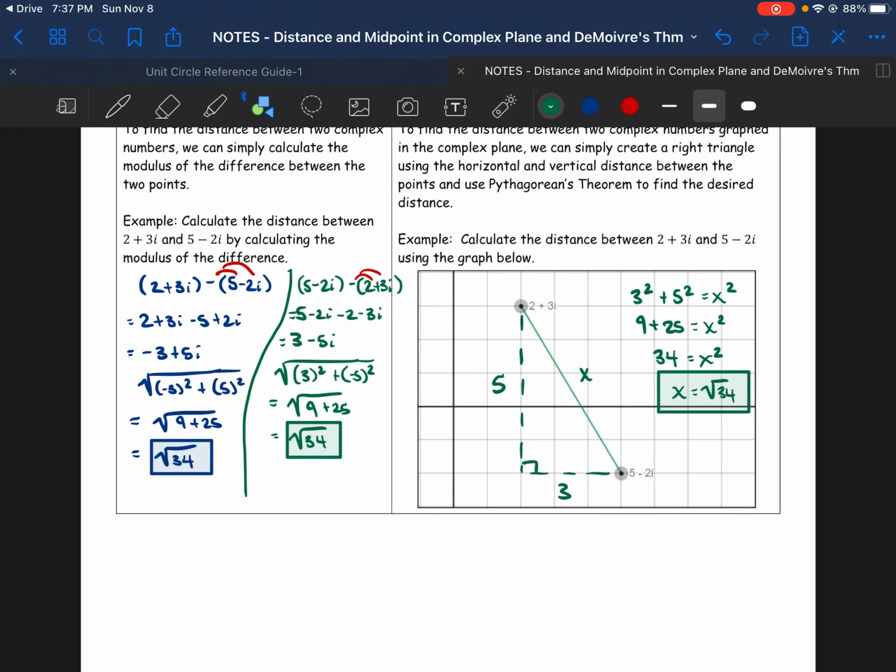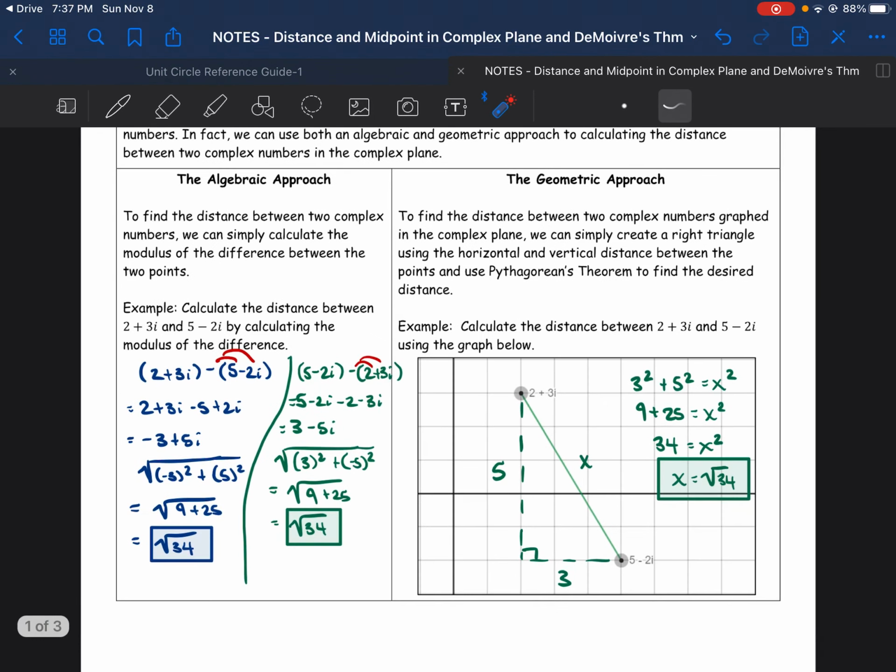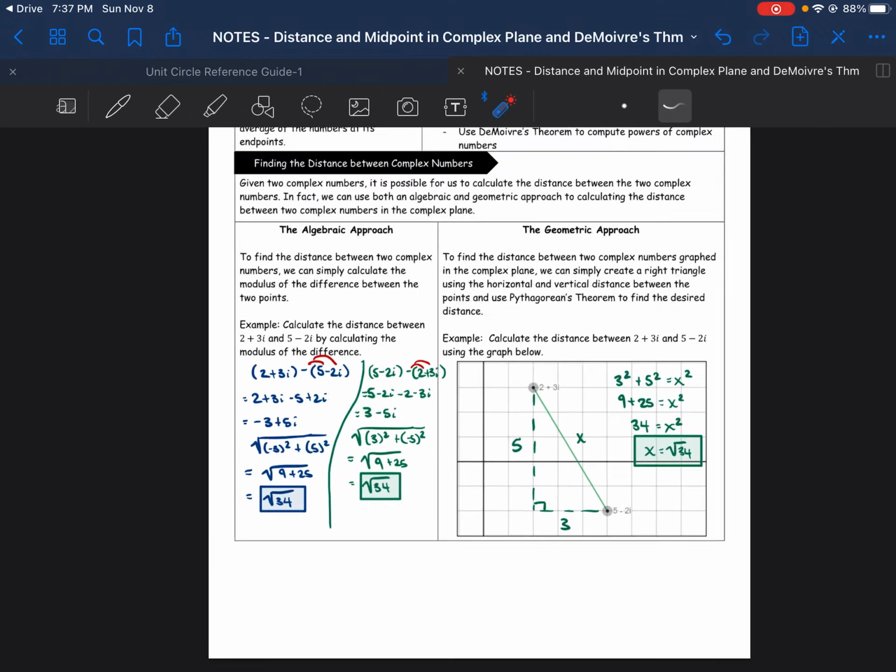Notice that, as expected, the geometric approach gave us the square root of 34. The algebraic approaches also gave us the square root of 34. So it doesn't matter which approach you use. Pick one and make sure that you know how to use it to find the distance between two complex numbers.